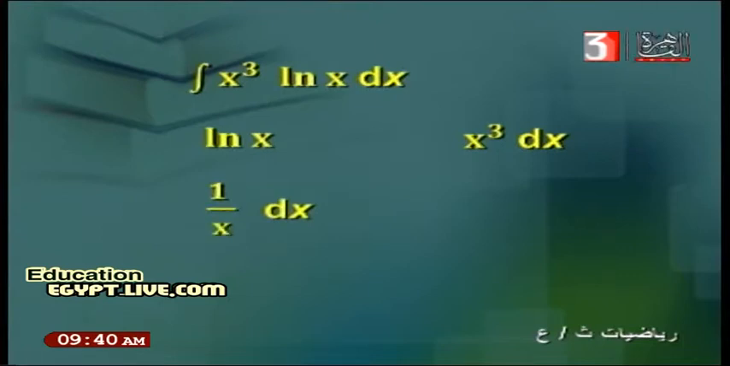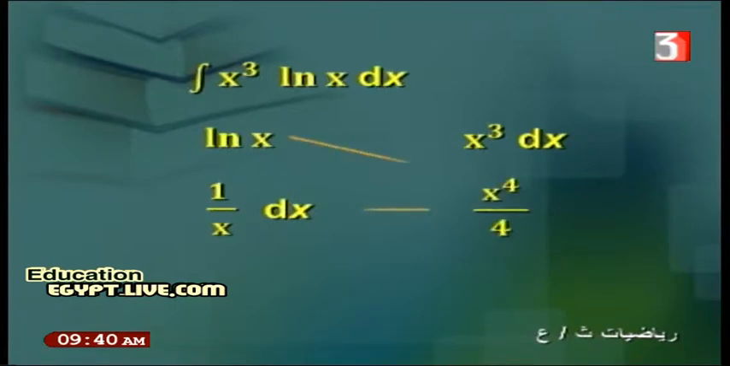We put ln x and x power 3 dx as the two parts of the function. The differentiation of ln x equals 1 over x dx, and the integration of x power 3 dx is x power 4 over 4. Then ln x multiplied by x power 4 over 4 minus integration x power 4 over 4 times 1 over x dx is the rule of integration by parts.